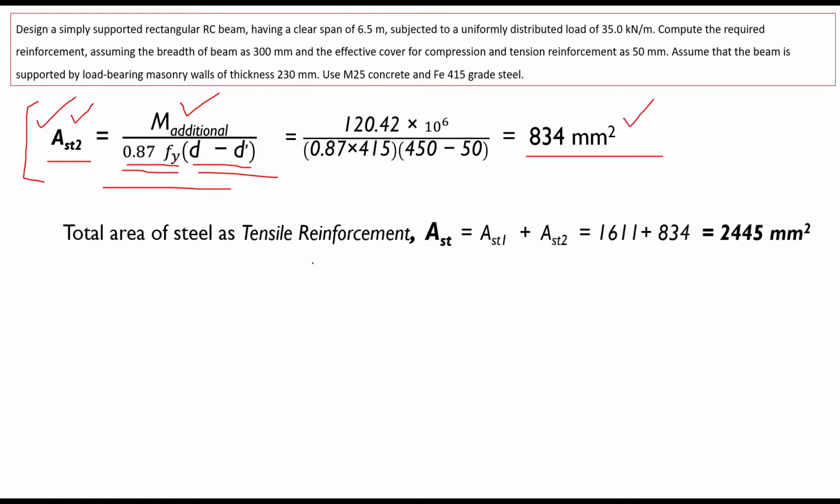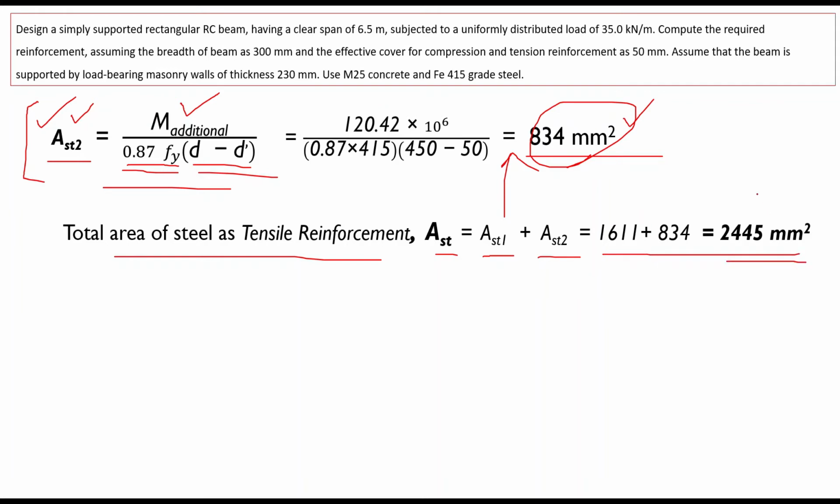And here that means the total area of steel in the tension zone which we have to provide, that AST, is equal to AST1 that we have calculated for the singly reinforced section, plus AST2 which we have calculated here, that is 834, which is required to form the couple. So the total area of steel on the tension side which we have to provide is 2445 millimeters square.